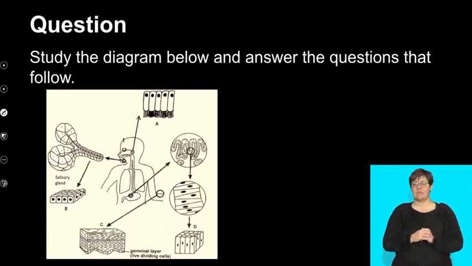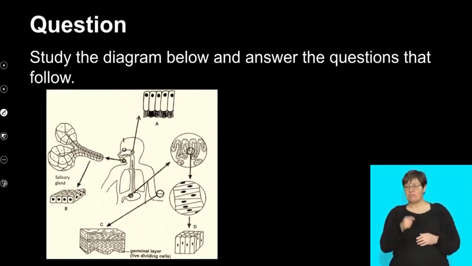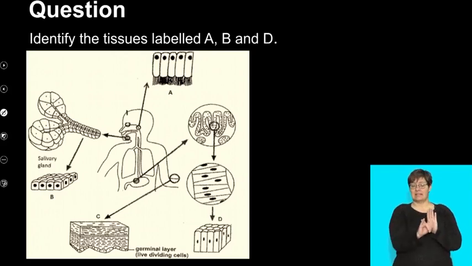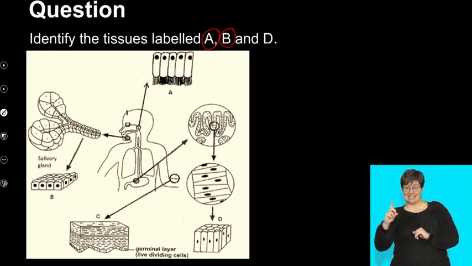Okay, guys, let's have a look at a question on the epithelium. Now here it says, study the diagram below and answer the questions that follow. So there is a little picture in the middle, and there's a whole lot of cells around it. They don't tell you what it is, so you need to be able to recognize it. Okay, the first thing it says is identify the tissues labeled A, B, and D.